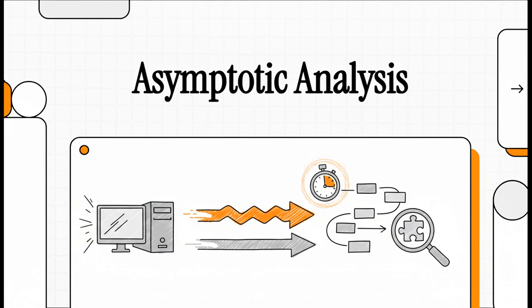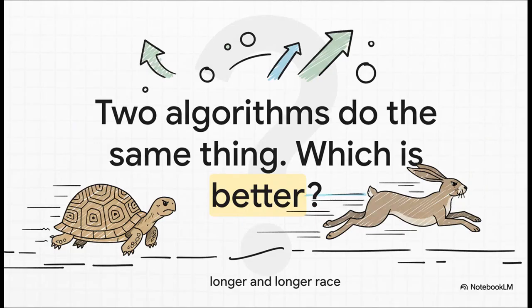Let's jump in. Okay, so picture this. You've got two different sets of instructions, two algorithms, and they both get you to the exact same result. One might be like the tortoise, slow and steady. The other could be the hare, maybe a bit more complex, but it promises to be super fast. So, how do you know which one is actually better, especially when the race gets really, really long?